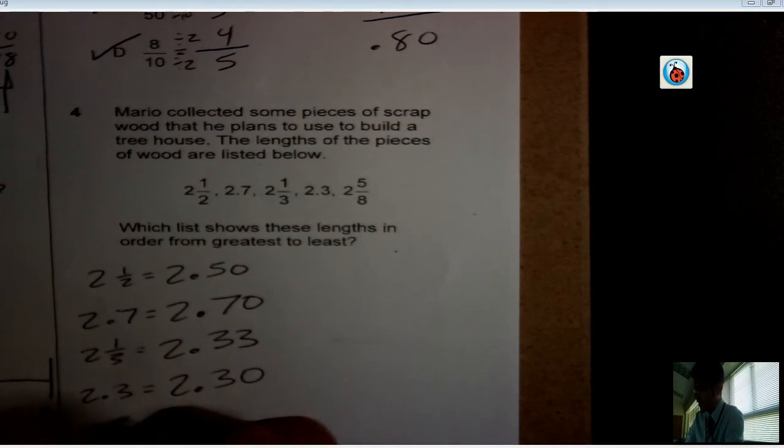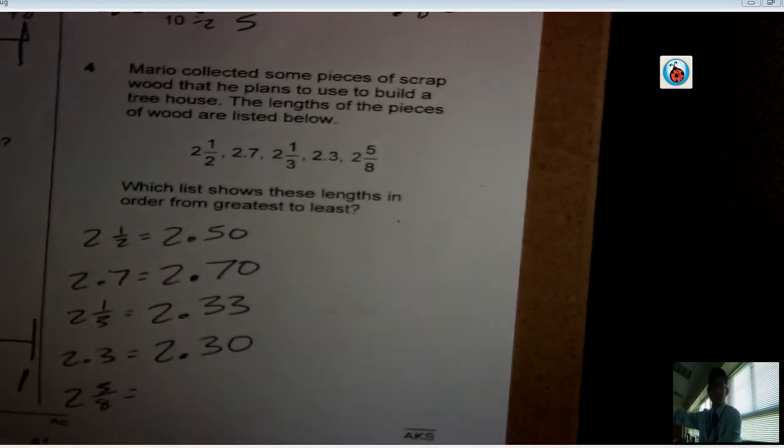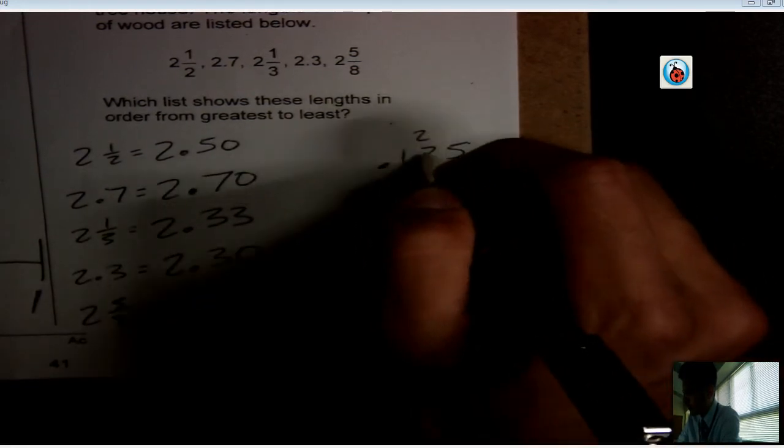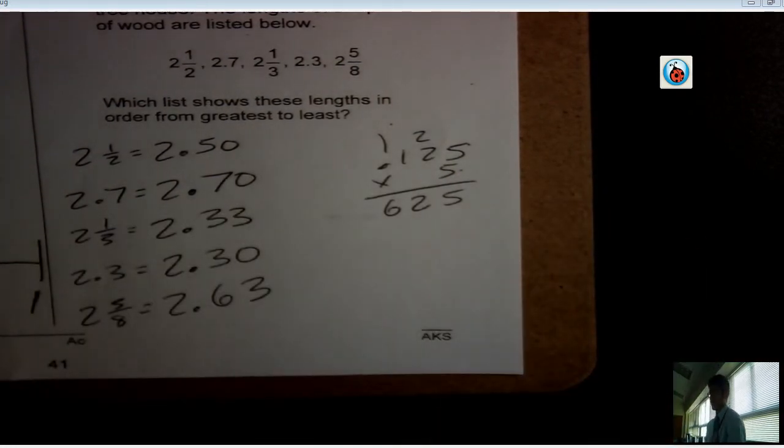And then our last one is 2 and 5/8. What is 1/8, guys? I've got to figure that out. What is 1/8? 12.5. Yeah, that's 0.125. And then times what to get 5/8? Times it by 5. And that would be 0.625. Round it over to $2.63.